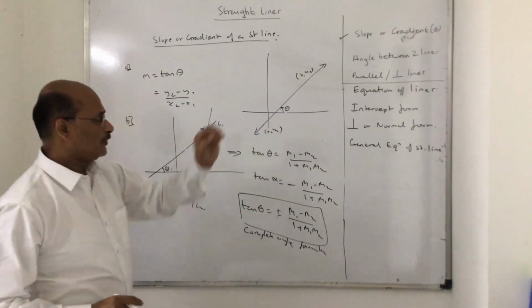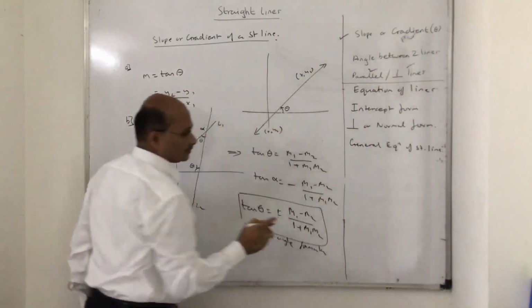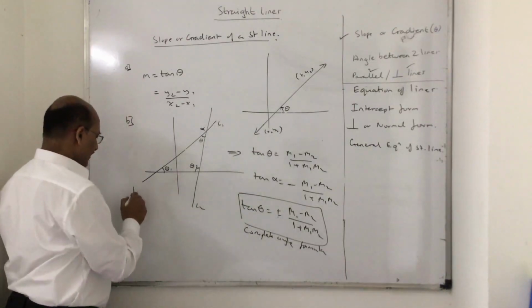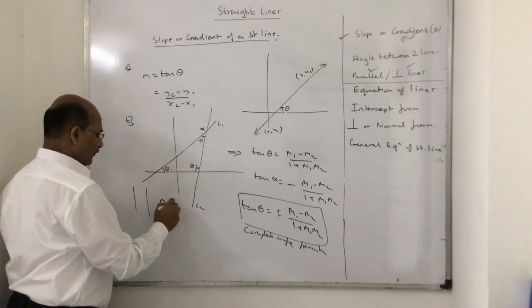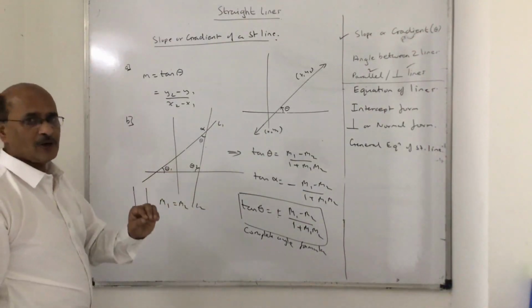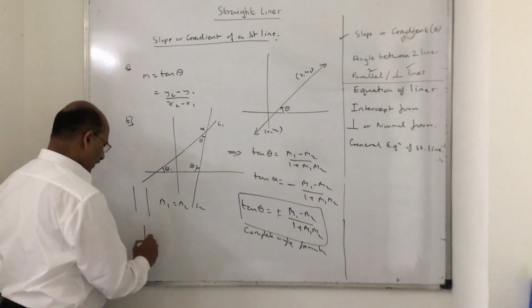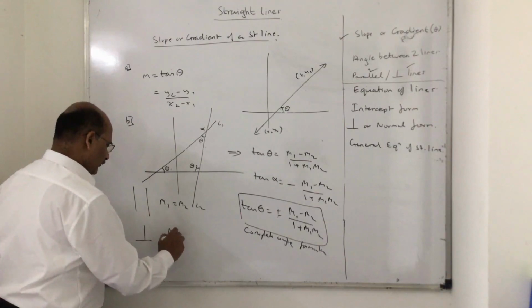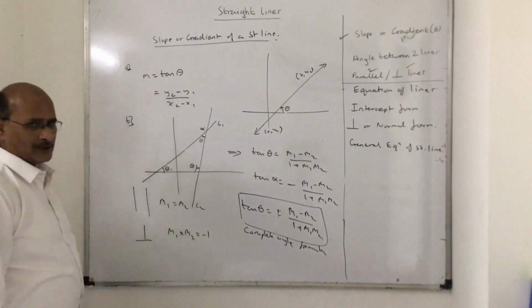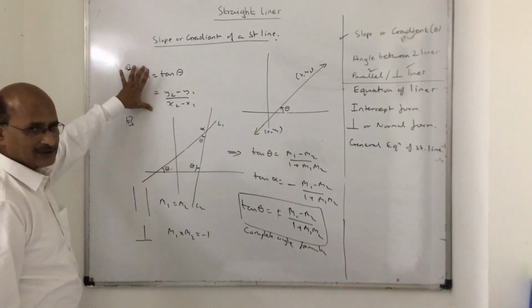Okay, before that I'll just finish up one part. Now this you already know: when two lines are parallel to each other, the slopes are always equal. Similarly, if two lines are perpendicular to each other, then the product of the slopes m1 into m2 is always equal to minus 1. So these are the two basic concepts which are studied in class 10. This also you have studied in class 10.